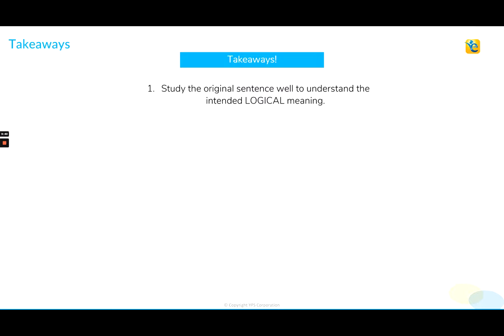All right, so now let's take a look at the takeaways. Be 100% sure to spend enough time with the original sentence to extract that logical meaning. Many a times the original sentence may not present the logical meaning, but it will contain enough context and information for us so that we can extract or infer that intended logical meaning.